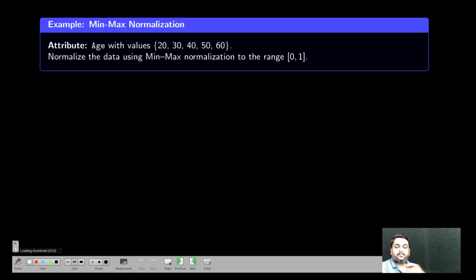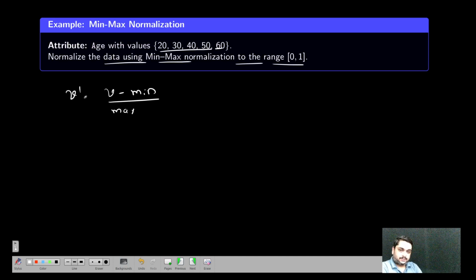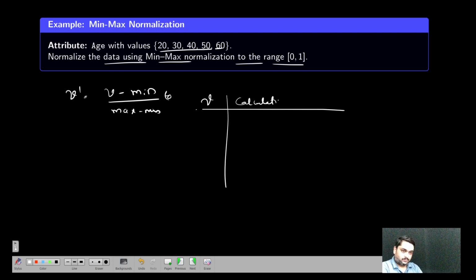Let us say these are the attributes given initially. Normalize the data using min max normalization to the range 0 to 1. So the new v dash is equal to v minus the minimum of the given set, divided by max minus min. Because it is 0 to 1, I will not multiply by the other terms. Now you take v, then create a table. There is a calculation to do, then just write the v dash value.